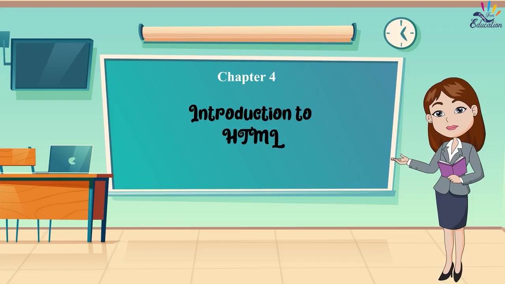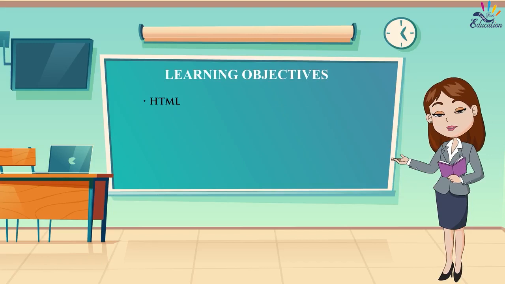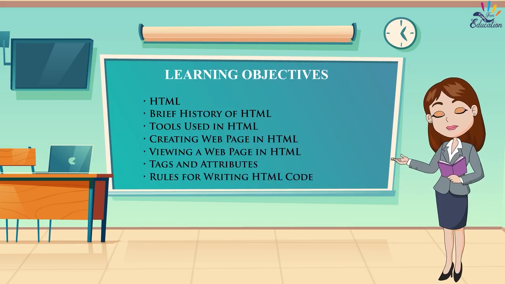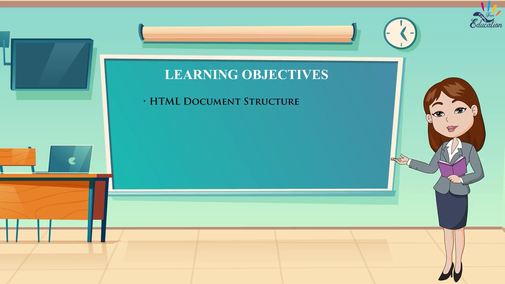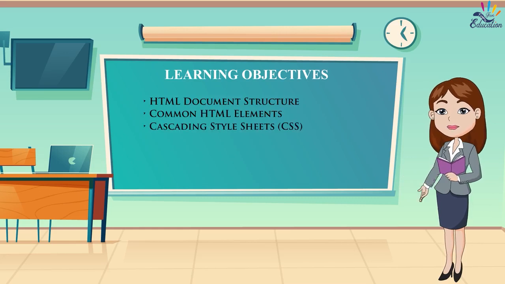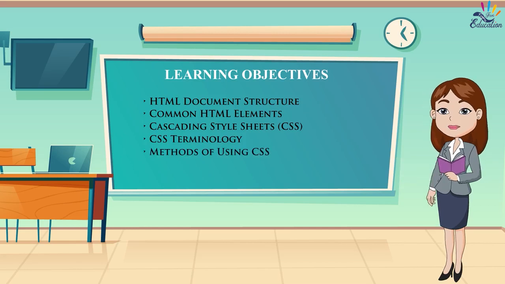Chapter 4 Introduction to HTML. Learning Objectives: HTML, Brief History of HTML, Tools used in HTML, Creating Web Page in HTML, Viewing a Web Page in HTML, Tags and Attributes, Rules for Writing HTML Code, HTML Document Structure, Common HTML Elements, Cascading Style Sheets, CSS, CSS Terminology, Methods of using CSS.